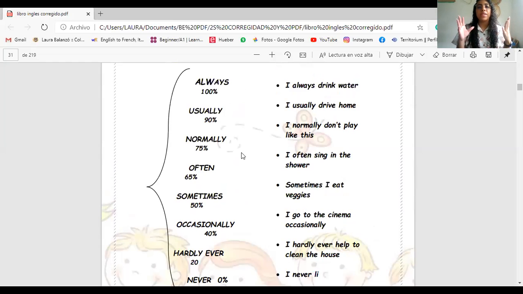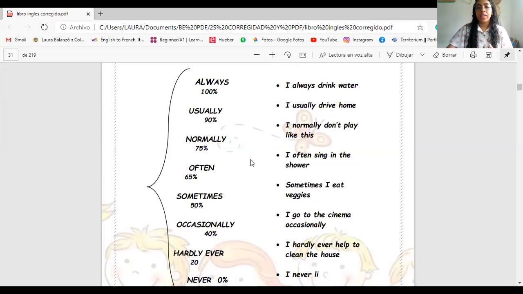Always. Something that happens all the time. Algo que pasa todo el tiempo. 100% of your time. Algo que pasa el 100% de tu tiempo. I always drink water. Yo siempre tomo agua. I always brush my teeth. Siempre me lavo la boca. I always have a shower. Tomo una ducha. I always eat my breakfast. Siempre tengo mi desayuno o como mi desayuno.